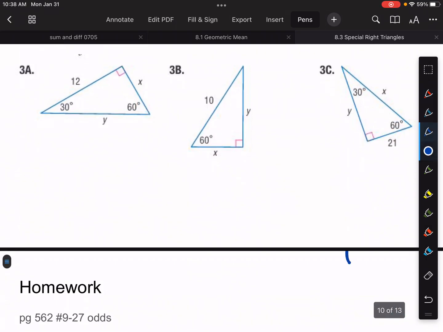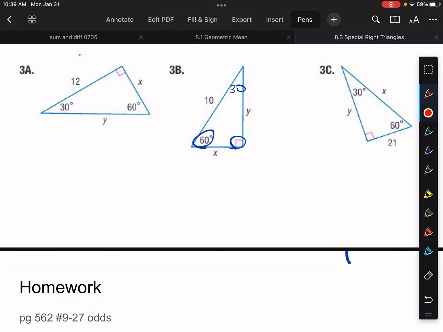So let's try it out. Example 3, and then I'll let you guys go on your way. So these are all 30, 60, 90s. They don't always give that to you, but like notice in 3B, if this is 60 and this is 90, we know this has to be 30 by default. So let's go ahead and do these.